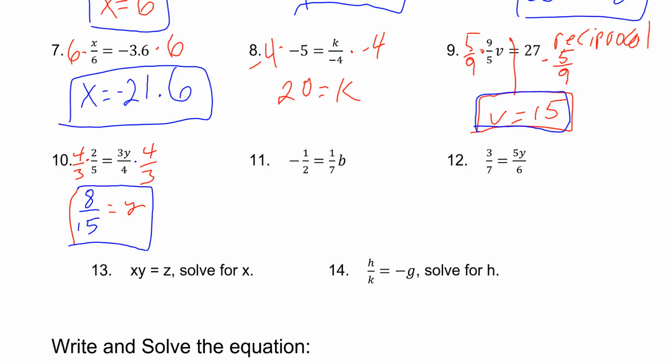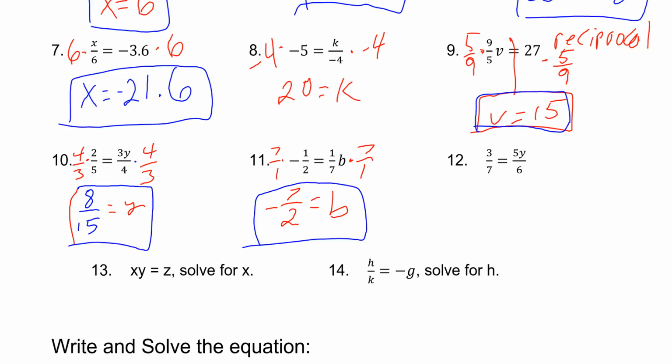Number 11. We're going to multiply by 7 over 1 on both sides. So 7 times 1 is 7 over 2. 7 times 1 is 7. 1 times 2 is 2. Positive times negative is negative. And that's going to equal b. And there's our answer. And it's that simple.